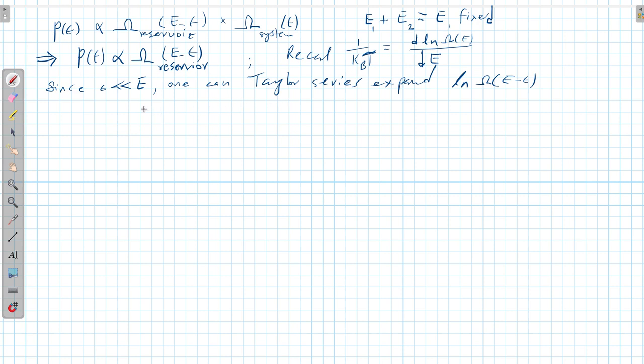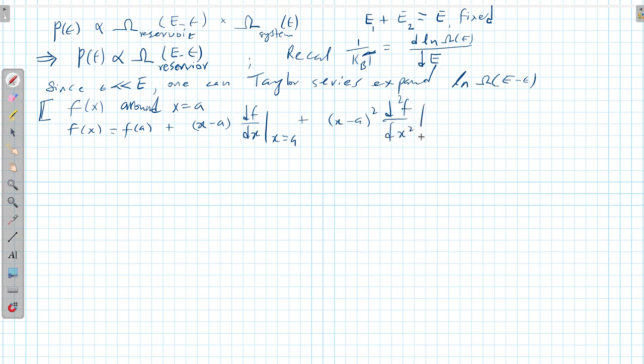If you recall, let's put this as an aside. The Taylor series expansion of f of x around some point a is something like this. You can write f of x to be f of a, plus x minus a times df by dx at x equal to a, plus x minus a squared times d squared f by dx squared at x equal to a, that way.